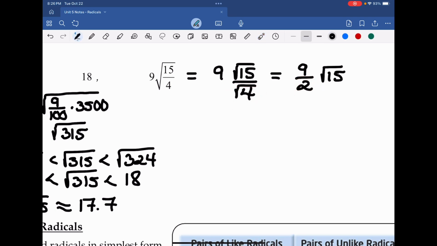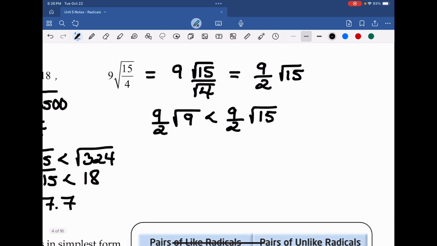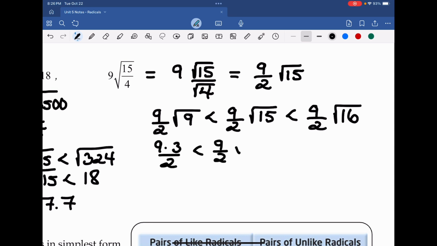Now what we're going to do is use our estimation strategy and say, well, 9 over 2 with the square root of something that's less than 15, that's a perfect square, which is 9, is less than 9 over 2 square root of 15, which is less than 9 over 2 times the square root of 16, which is the square root above. Now let's simplify this a bit. It's going to be 9 times 3 over 2 is less than 9 over 2 square root 15, which we don't know, which is less than 9 over 2 times 4.